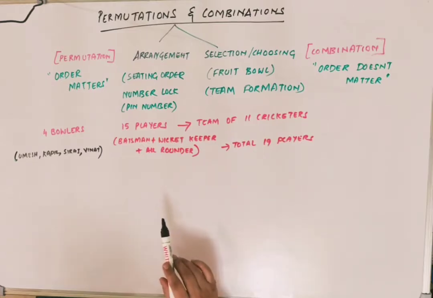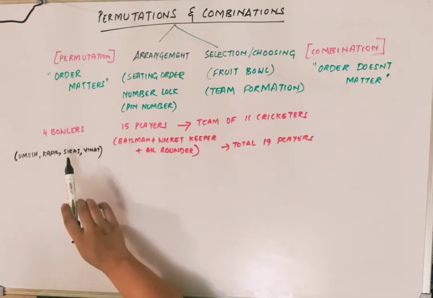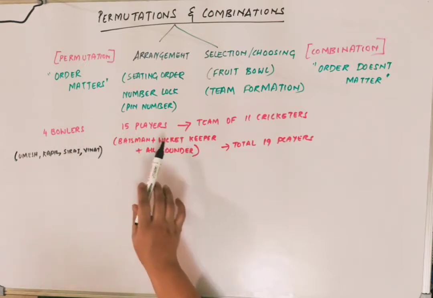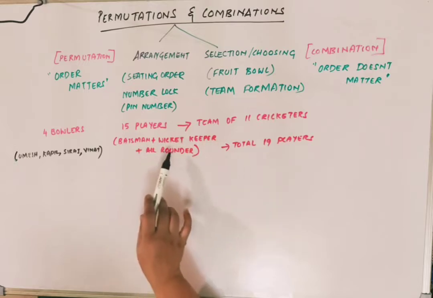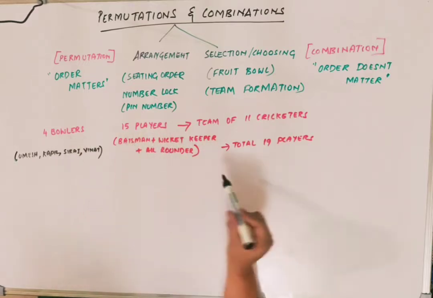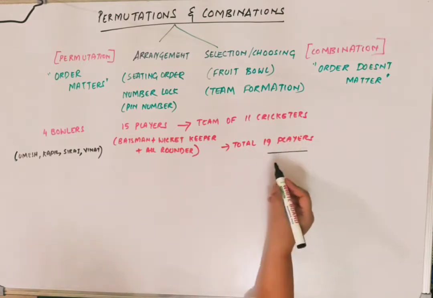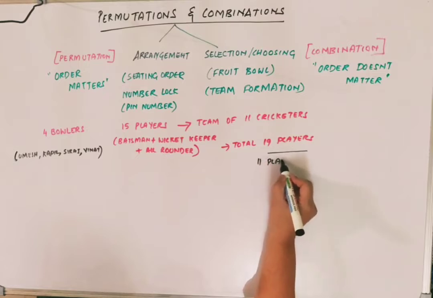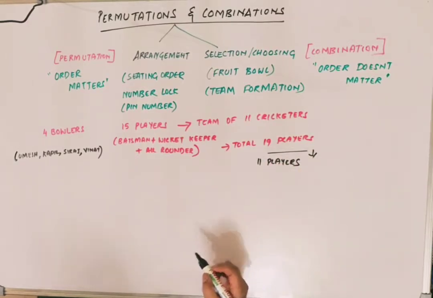So let's take an example. Say we want to form a team of 11 cricketers. And we have 4 bowlers and 15 players. When I say 15 players, they include batsmen, wicketkeeper, all-rounder, all of them. And there are 4 bowlers specifically. So totally, we have 19 players, right? We have 19 players, and out of 19, we have to select 11 players.